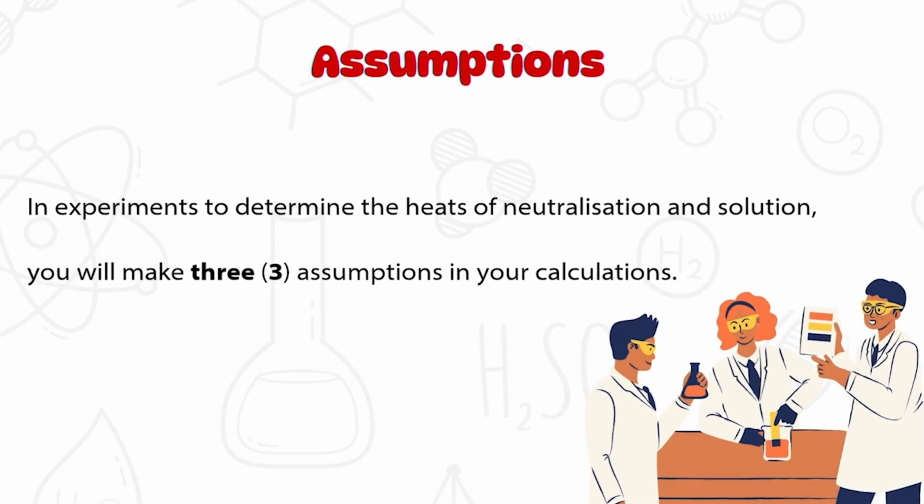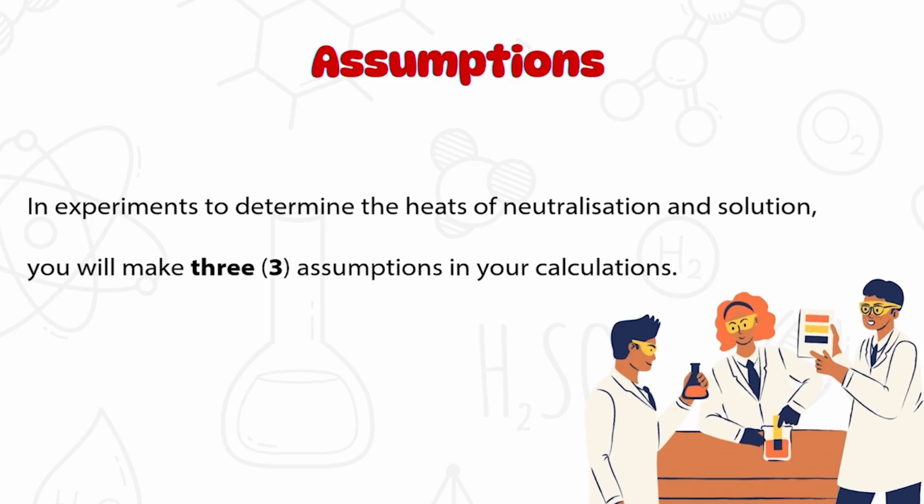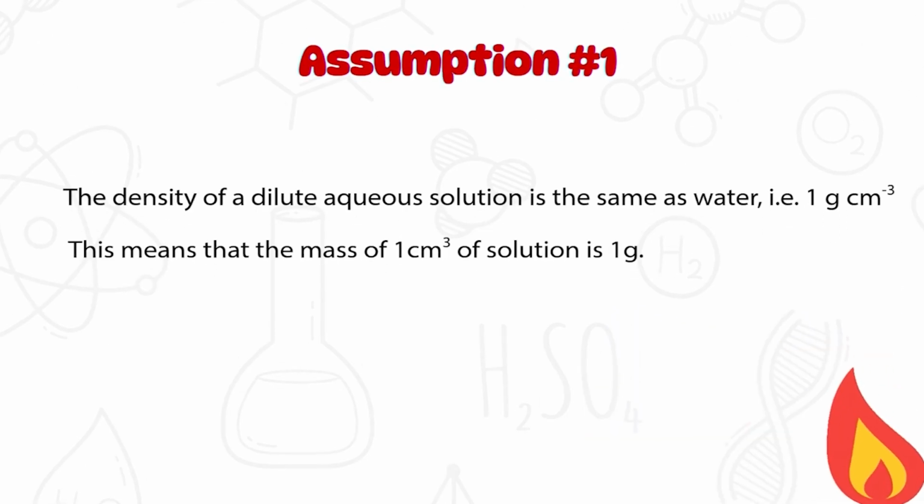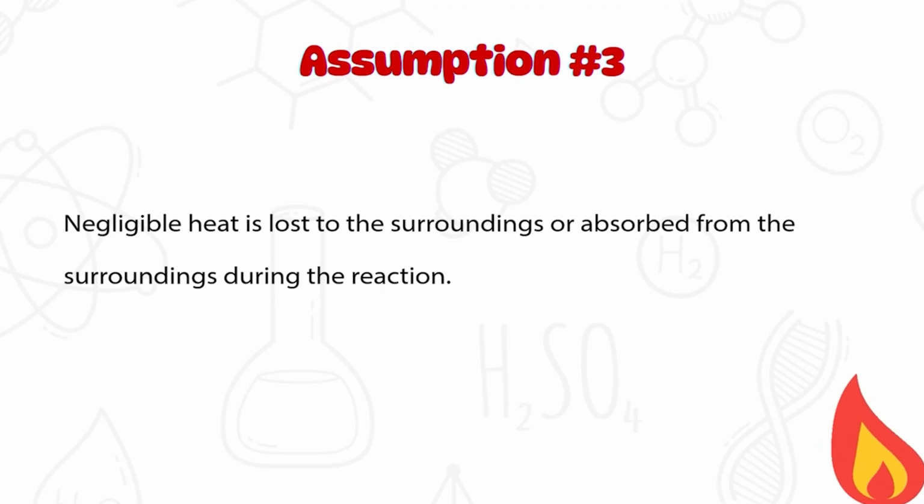In experiments to determine the heats of neutralization and solution, you'll make 3 assumptions in your calculations. Firstly, the density of a dilute aqueous solution is the same as water. That is 1 gram per cubic centimeter. This means that the mass of 1 cubic centimeter of solution is 1 gram. Secondly, the specific heat capacity of a dilute aqueous solution is the same as water. That is 4.2 joules per gram per degree Celsius. Thirdly, negligible heat is lost to the surroundings or absorbed from the surroundings during the reaction.